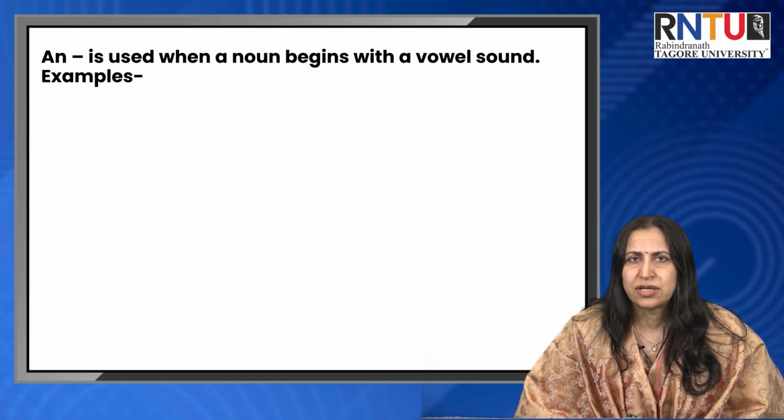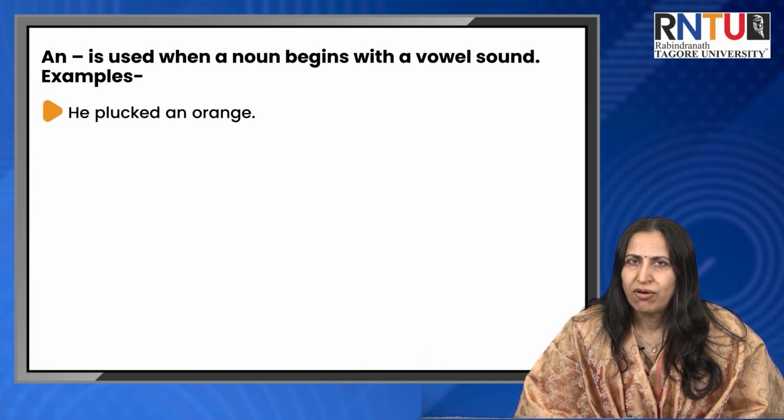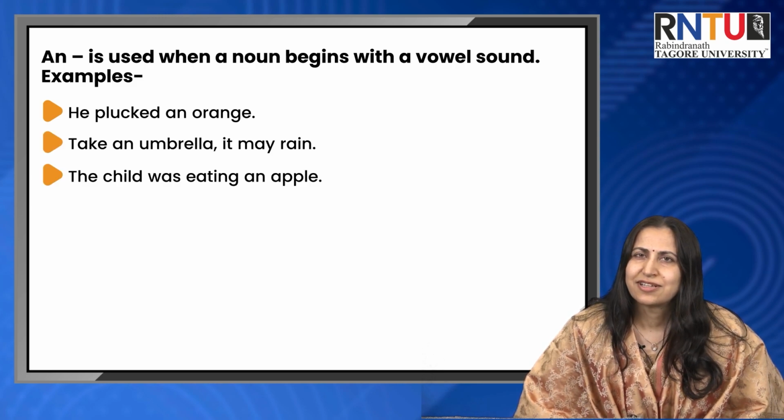Next we will discuss An. An is used when a noun begins with a vowel sound. Examples: He plucked an orange. Take an umbrella, it may rain. The child was eating an apple.